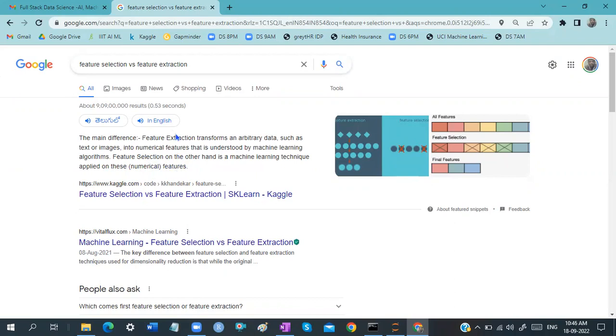Feature extractions are nothing but generating some kind of new features, and we have to generate them. We can see text or images. From images we have to get the features, how to get those particular numbers. All these are going to be something we call features.